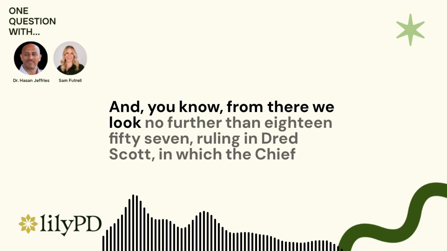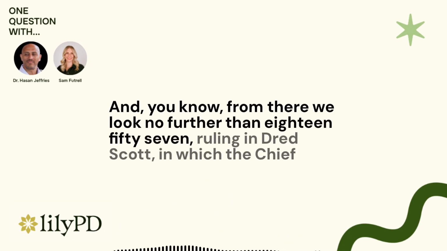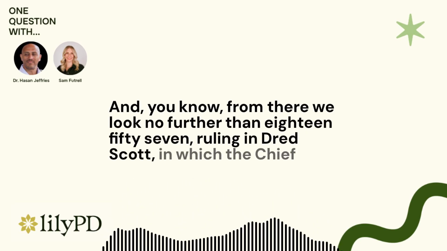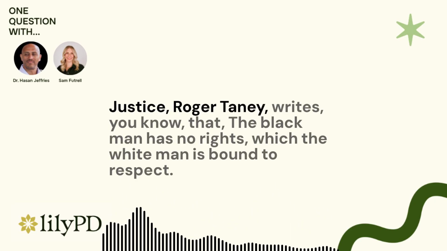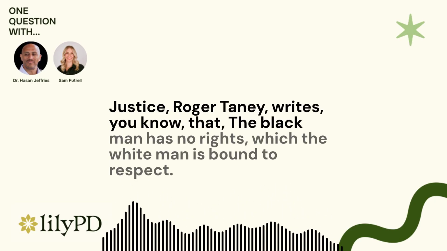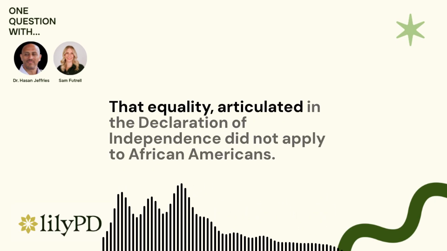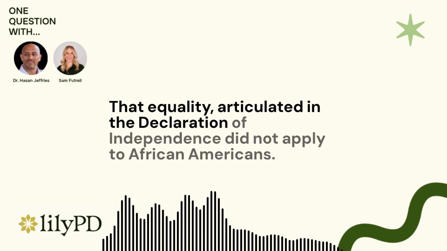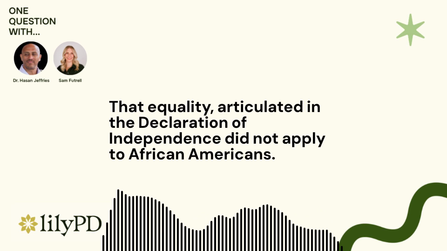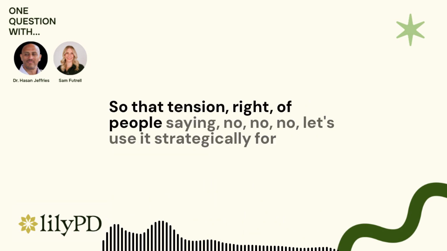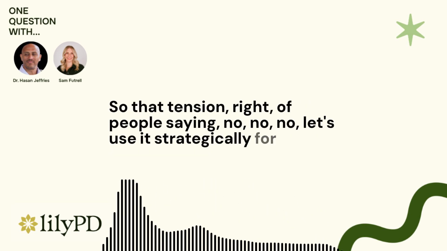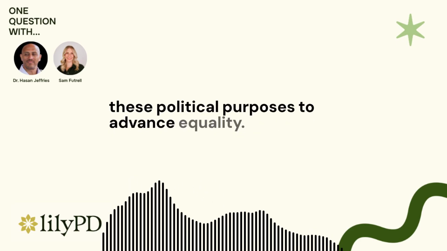And there we look no further than the 1857 ruling in Dred Scott, in which Chief Justice Roger Taney writes that the black man has no rights which the white man is bound to respect. That equality articulated in the Declaration of Independence did not apply to African Americans. So that tension, right, of people saying, no, let's use it strategically for these political purposes to advance equality.